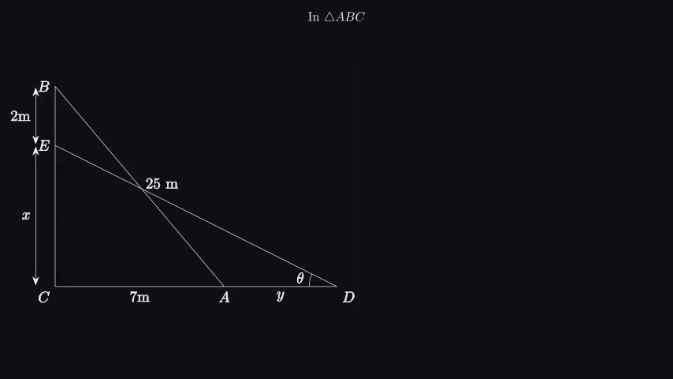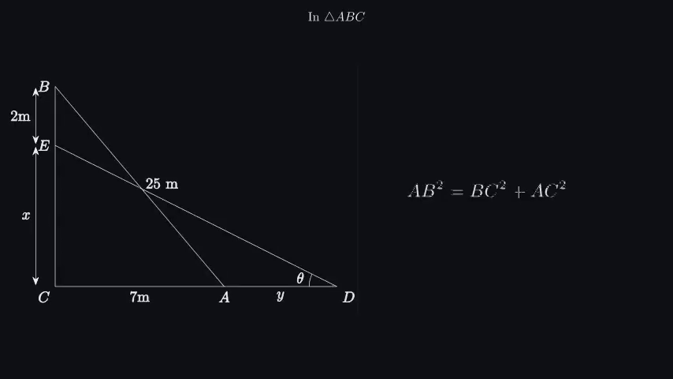In the original position, triangle ABC is right-angled at C. The pole is the hypotenuse, so AB equals 25 meters. The lower end is 7 meters from the wall, so AC equals 7 meters. We first need to find BC, the original height reached by the top of the pole. From triangle ABC, we use Pythagoras' theorem. So the original height reached by the top of the pole is 24 meters.